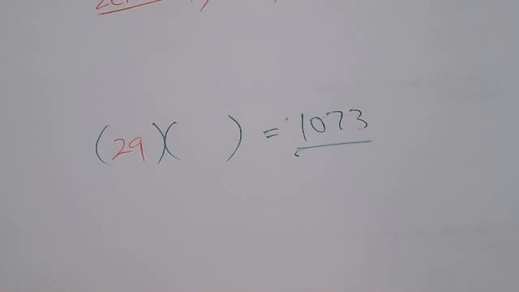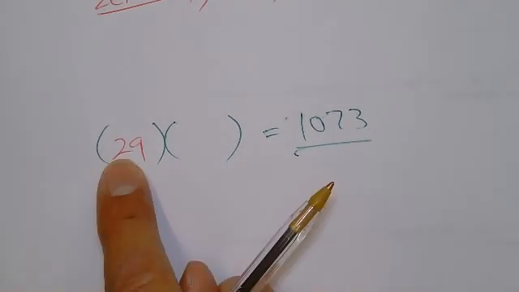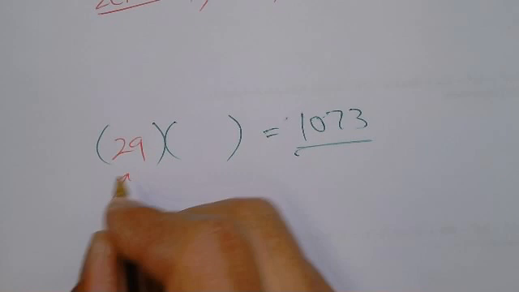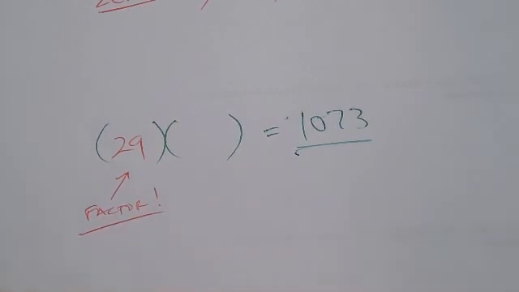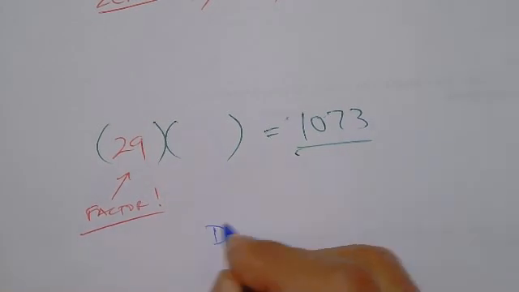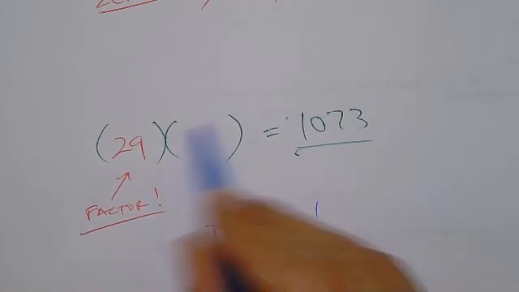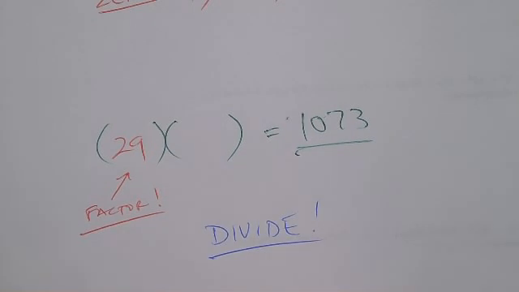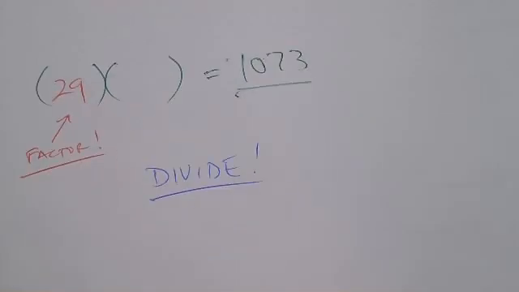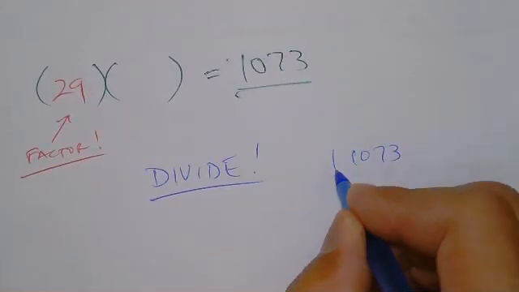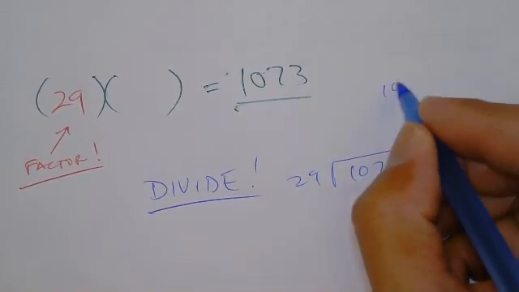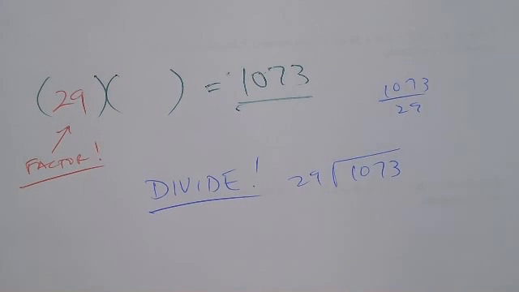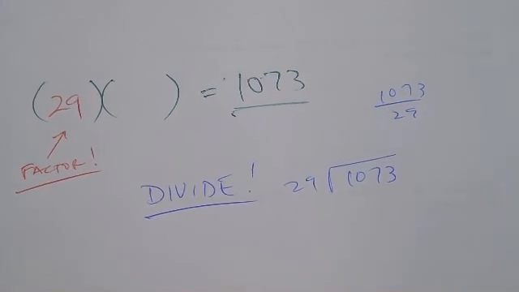Would you then be able to give me the other one? Oh, now you're going to be like, oh yeah, if you give me a factor, what should you be able to do? You divide, right? If I divide this factor into this, I can find the other factor that multiplies like that. So you're going to do 1073 divided by 29, but you're not going to do the long division. You're going to do it with your calculator. 1073 divided by 29, and you're going to get 37, right?